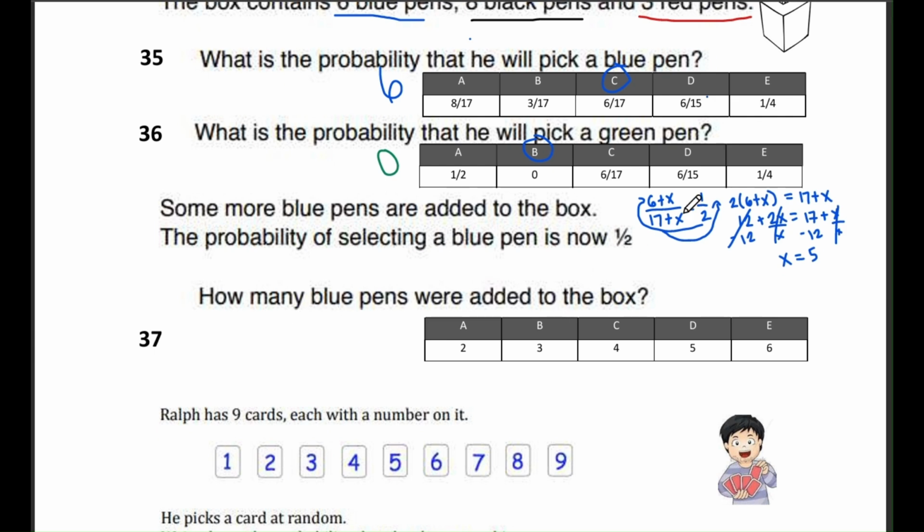The options are A is 2, B is 3, C is 4, D is 5, and E is 6. The answer is option D, 5. Let's say X is the number of blue pens that were added. Then we have 6 plus X blue pens out of a total of 17 plus X total pens. If we set 6 plus X divided by 17 plus X equal to 1/2 and solve for X, we find that X equals 5.